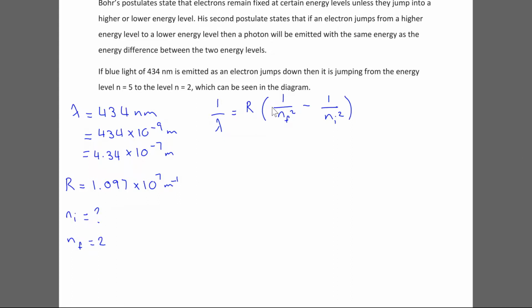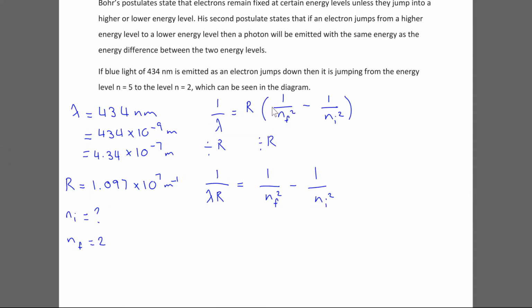And now we're left with just one unknown, but we have to manipulate our equation to make ni the subject of our equation. The first thing I'm going to do is move the Rydberg constant to the other side of the equation. I'll do that by dividing both sides by R. So I get 1 over lambda R equals 1 on nf squared, I don't need my brackets anymore, minus 1 on ni squared. Cool.